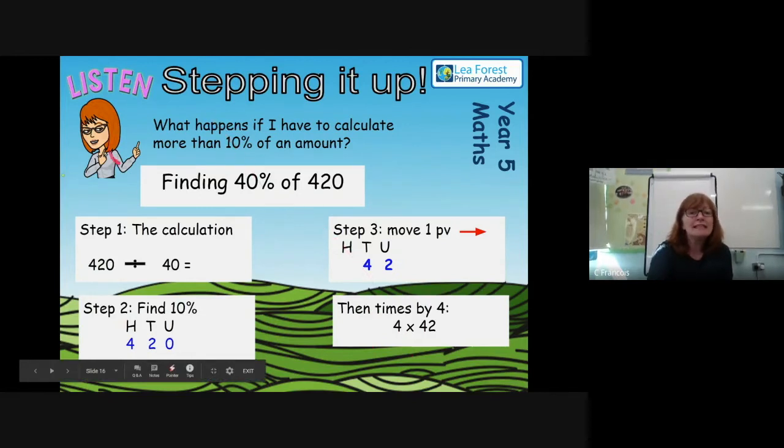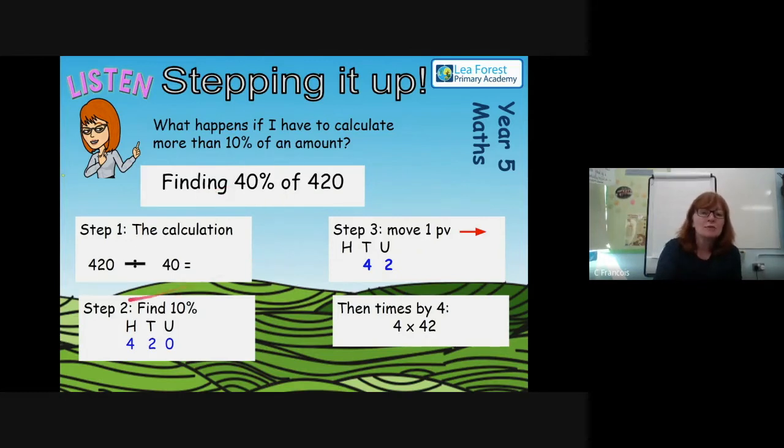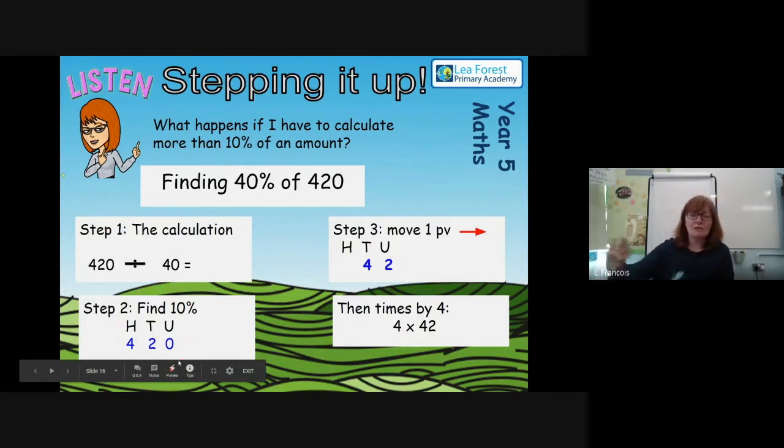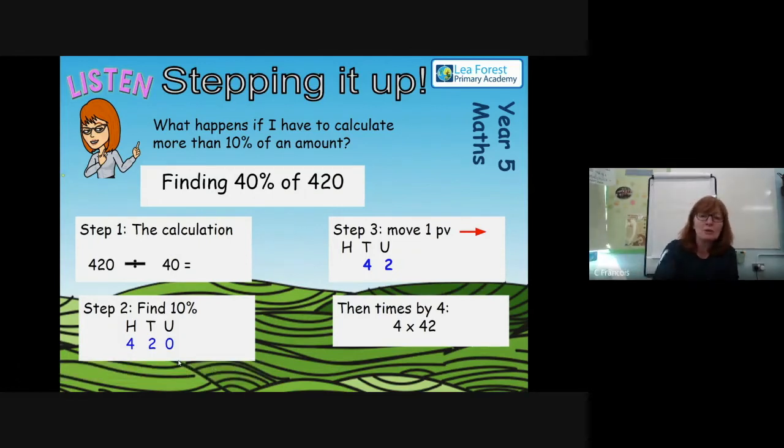Okay? So we're listening for the moment because I'm taking you through step by step how to calculate more than 10% of an amount. So we're finding 40%. To make life easy for myself, I'll go over this again. I use my place value method because I know that when I divide by 10, I move everything one place value to the right, and I can do that quite quickly. So I've got 42, but I've got 4 times 42. Thanks for the answers, guys, but we've got a listen icon here, which means that's what you should be doing at this moment.